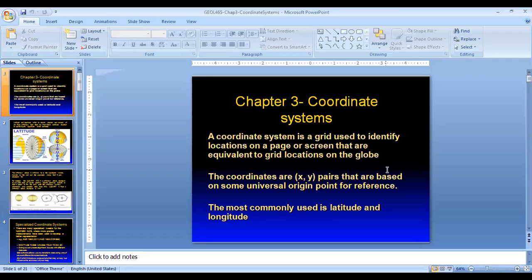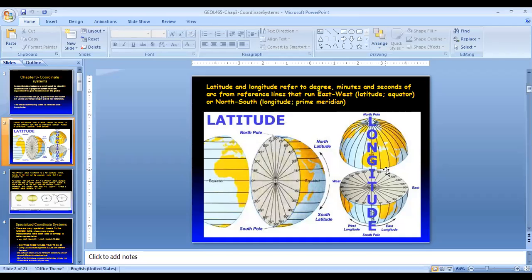And if only one coordinate is considered, that is called a single coordinate system. When we consider 2 coordinates, that is called the xy coordinate system. When we consider 3 coordinates like xyz, that is called a 3 coordinate system, and it is a 3-dimensional system. 1D, 2D, 3D. The coordinates are x and y pairs that are based on some universal origin point for reference. The most commonly used are latitude and longitude. Already you know that.